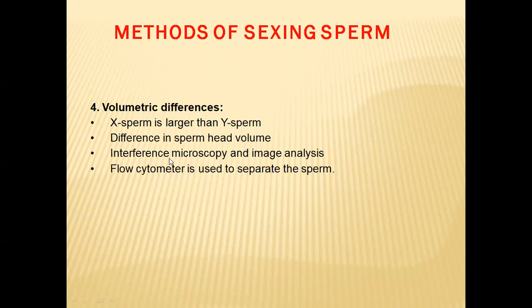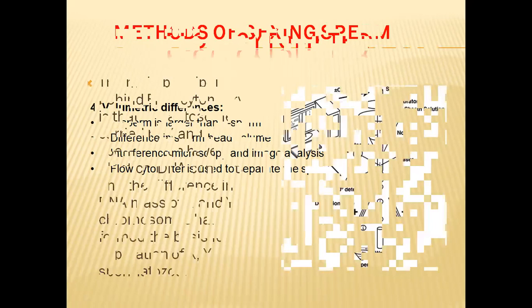And here in this method, a microscopic method and image analysis, we use ultrasound scanning, we use monitors. So all those monitors also will be utilized, and flow cytometers also will be used. By combining all these microscopic methods, image analysis methods, and flow cytometer methods, all these things are utilized to separate these X and Y chromosomes.